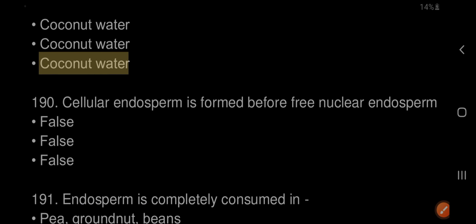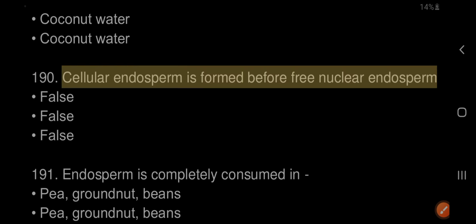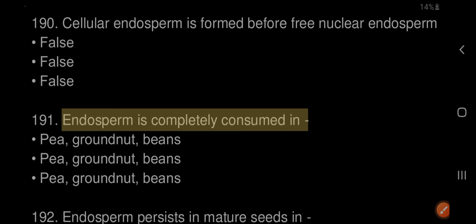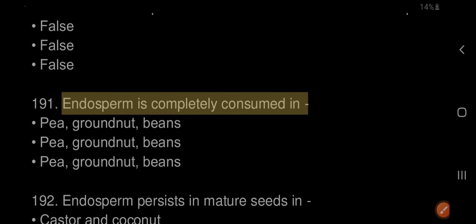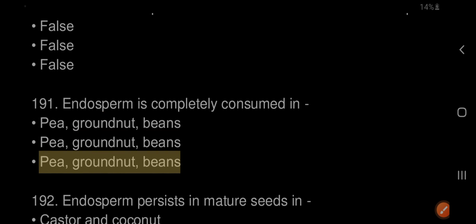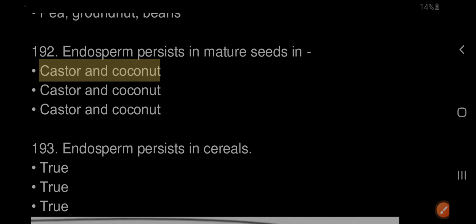190. Cellular endosperm is formed before free nuclear endosperm. False. 191. Endosperm is completely consumed in dash, for example groundnut, beans. 192. Endosperm persists in mature seeds in castor and coconut.